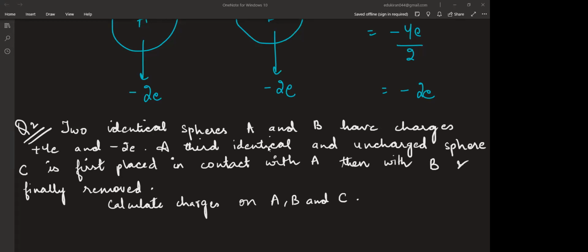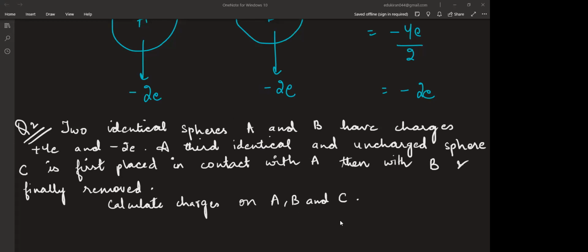See, two identical spheres are present. A and B, both of these have these charges. Third, identical uncharged. Identical uncharged means it has no charge. First, it is made in contact with A. Now, charge distribution will occur. Then whatever remains in C is made in contact with B. Means C is first made in contact with A, charge distribution occurred, then C is made in contact with B and final charge distribution occurred. So you have to tell that final charge distribution on each.